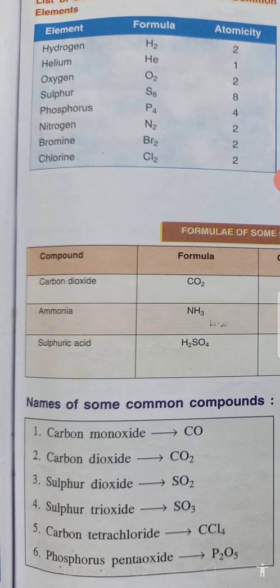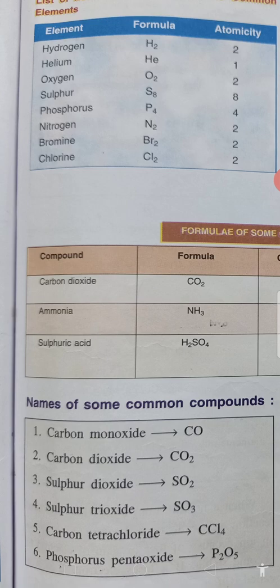Now children, we will come to names of some more common compounds, like carbon monoxide. The formula is CO. It is made up of one atom of carbon and one atom of oxygen. Carbon dioxide, the formula is CO2, which means it is made up of one atom of carbon and two atoms of oxygen. Sulfur dioxide, SO2, is made up of one atom of sulfur and two atoms of oxygen.